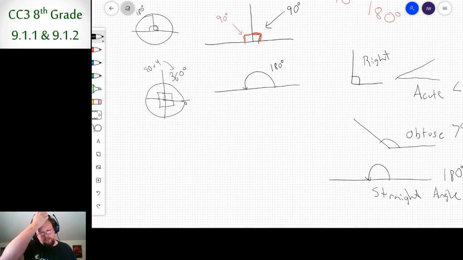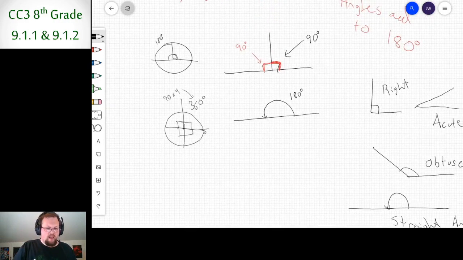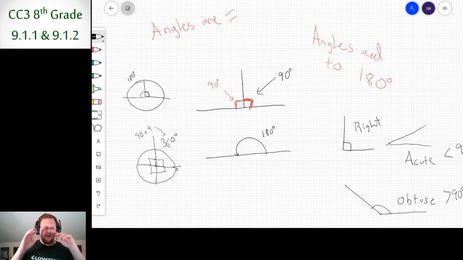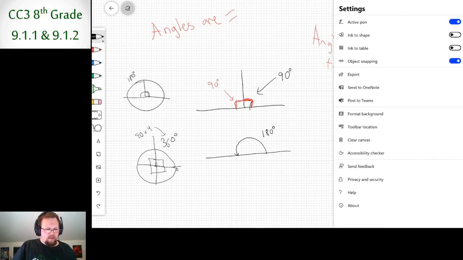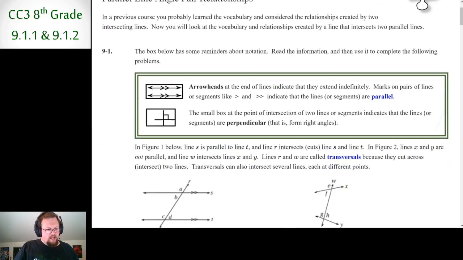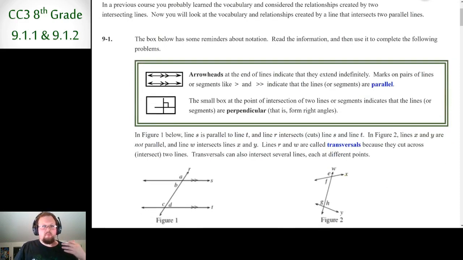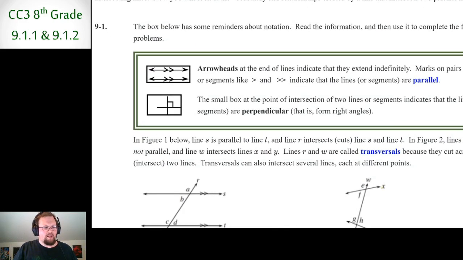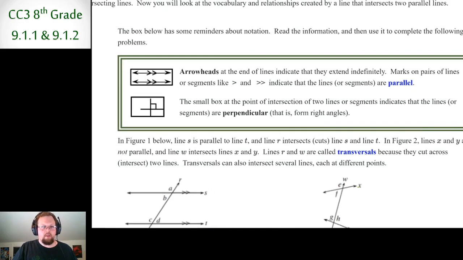You've got those four types of angles, and now let's go back to our main thing. In this process, angles are usually equal or they add up to 180 degrees. And I'll show you what I mean by that. So in this case, there's going to be some new notation. This set of arrowheads drawn on lines, like if you have a line with arrows at the end, that means that the lines go on forever.